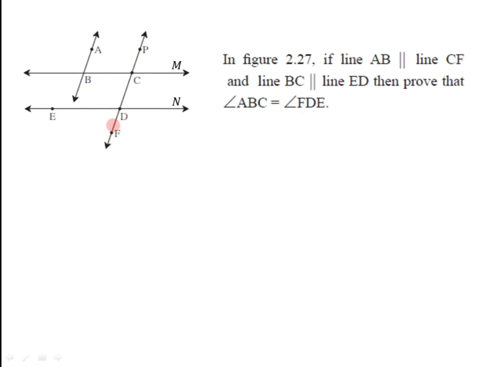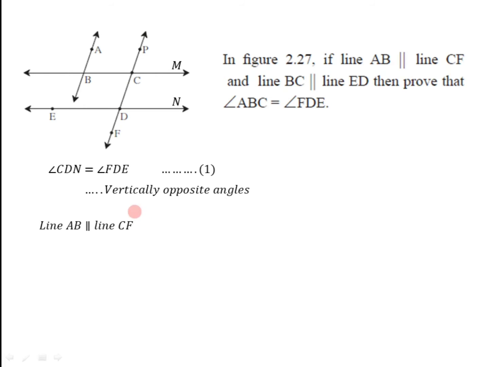Start with, in this diagram we have angle CDN and angle FDE, which are vertically opposite angles, and we know that vertically opposite angles are congruent. That's why these two angles are congruent, because these are vertically opposite angles, and we'll call this equation number 1.